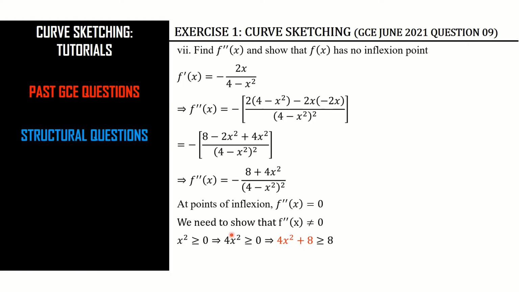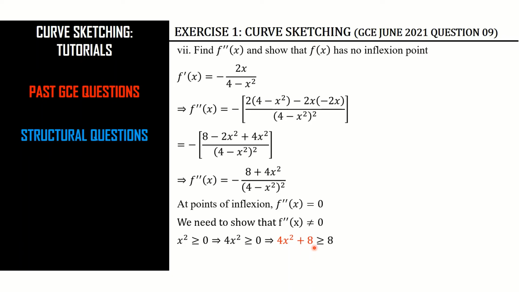Alright, so we know that x squared itself is greater than or equal to 0. If you square any number, it is always positive, meaning greater than 0, and it can be equal to 0 if the number is 0, since 0 squared is 0. So if we multiply both sides by 4, we get 4x squared is greater than or equal to 0. Because the left hand side multiplied by 4 gives you 4x squared, and the right hand side still gives you 0. Since 4 is a positive number, the inequality sign still remains greater than or equal to. Now if we add 8 on both sides, you get 4x squared plus 8 greater than or equal to 8.